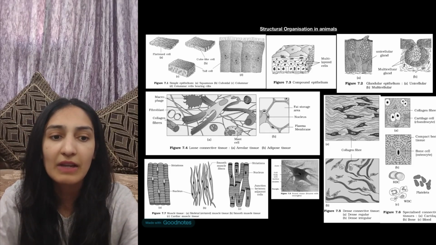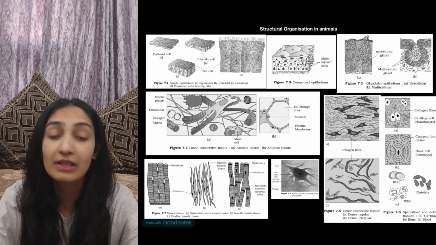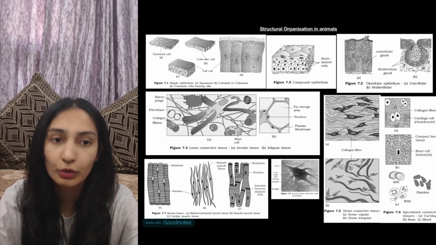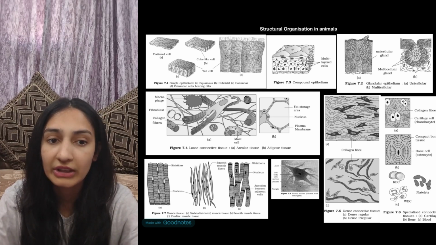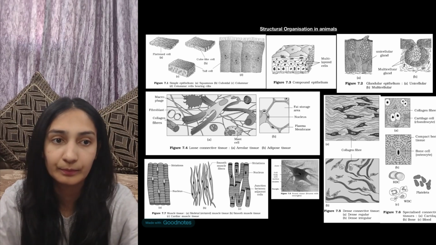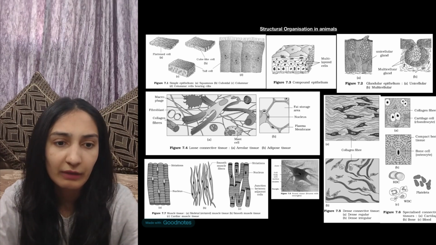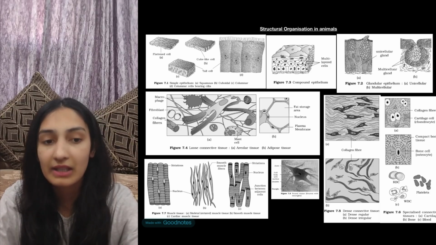Moving on, we have figure 7.8 which depicts a neural tissue, that is a neuron with neuroglia. So you can clearly see axon, you can see the cell body with nucleus, and you can also see dendrite and neuroglia. Next, if you look at figure 7.5, you can see we have examples of dense connective tissue.